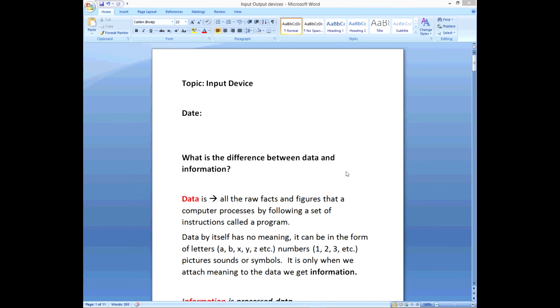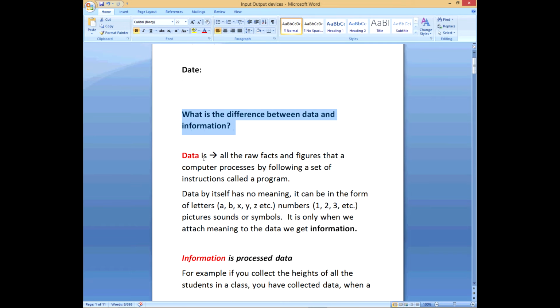But first we need to learn some keywords such as data. What is data? Information. What is information? We are also going to be looking at the difference between data and information. Bear in mind all the keywords have been placed in red so that you can easily identify all the words you're supposed to know, be able to spell, and be able to answer on the test.